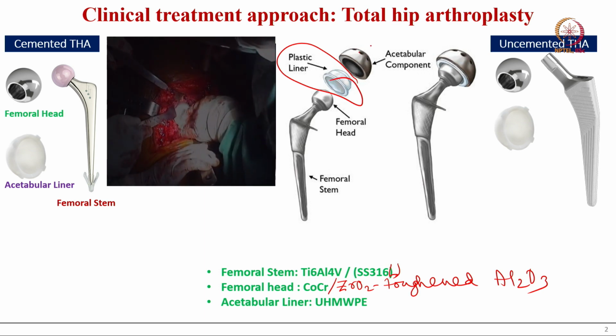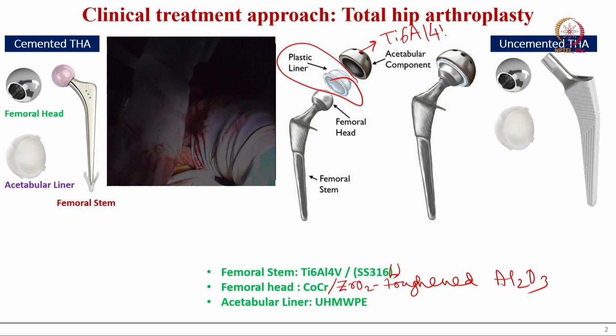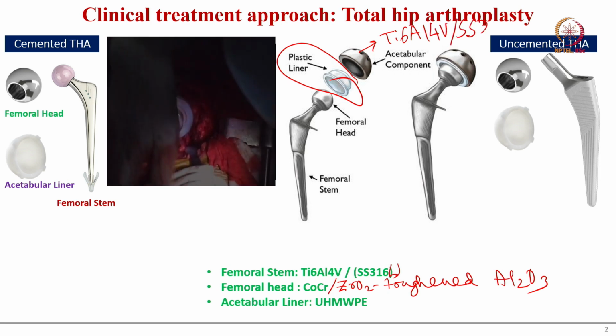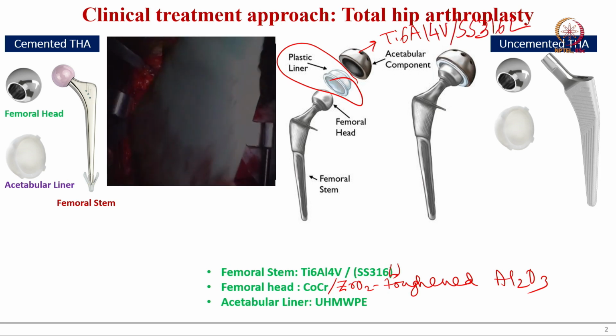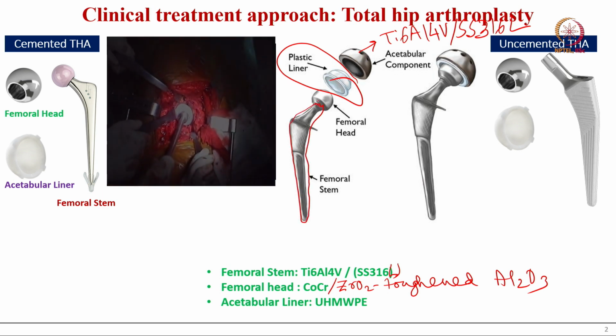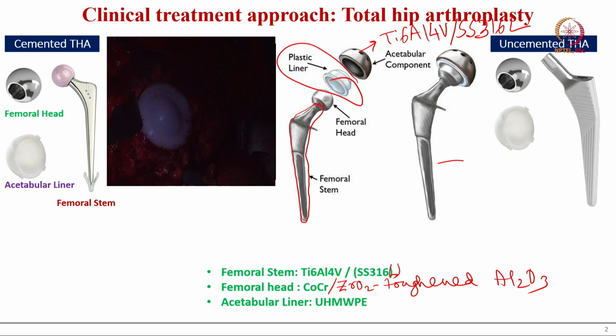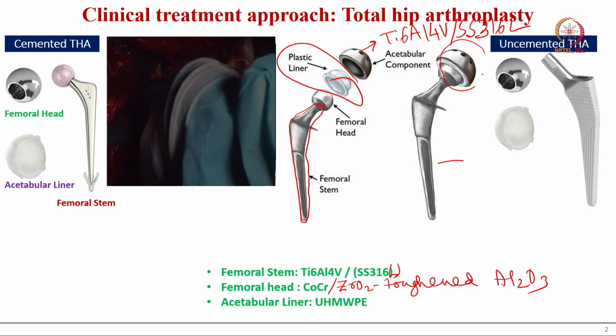This acetabular component is again made of Ti6Al4V or stainless steel. So, these metallic materials are used for the femoral stem manufacturing. Metallic materials are also used for the acetabular component, that is, the acetabular socket manufacturing, and this entire thing is called the acetabulum.